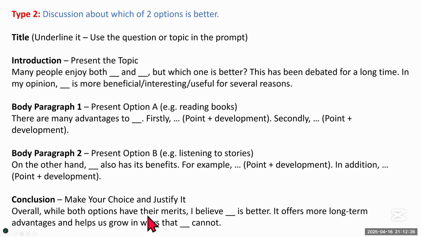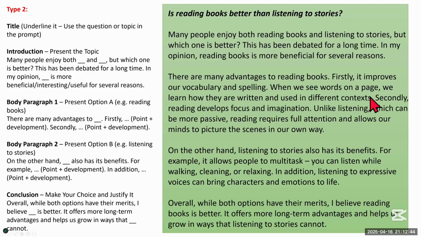Overall, while both options have their merits, I believe, and then pick one is better. It offers more long-term advantages and helps us grow in ways that the second option cannot. Now let's look at a sample answer based on this template.